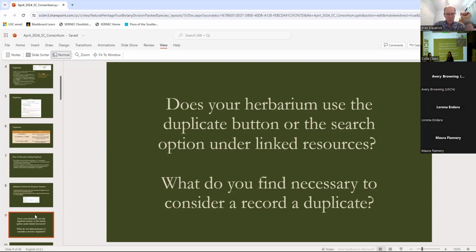So one of the questions we want to pause here for is, does your herbarium use the duplicate button or the search option under linked resources at all? And what do you find necessary to consider a record a duplicate?